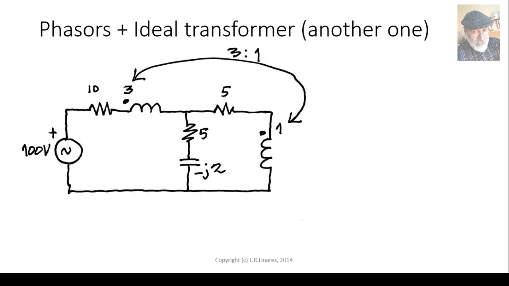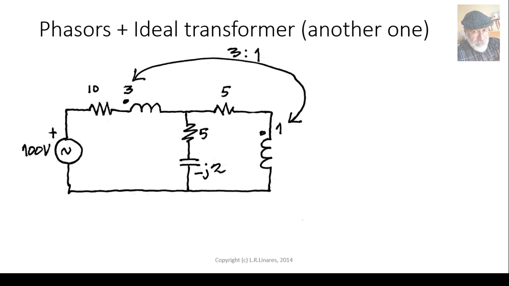Let's do another one for good measure. This is even more interesting, right? Because it's connected in a very weird fashion. The primary is connected up there on the top, and the secondary is connected on the right. The high voltage side is the one with the 3. The low voltage side is the one with the 1. The ratio is 3 to 1. All right, so let's solve that circuit.